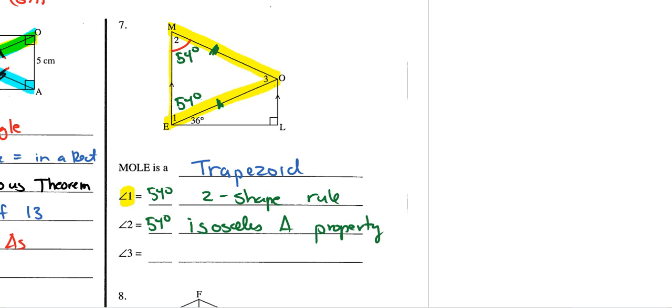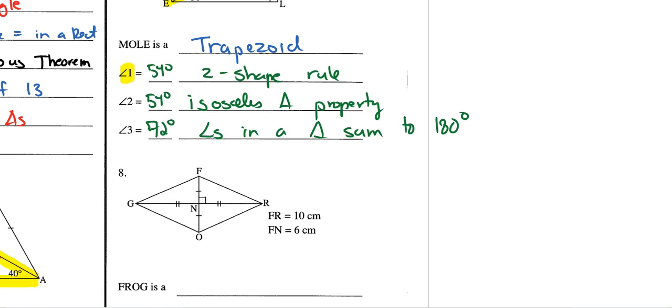Okay, and then for angle number 3, I know this has to be 72 degrees because angles in a triangle sum to 180 degrees. Okay. All right, let's move on to the final question here.